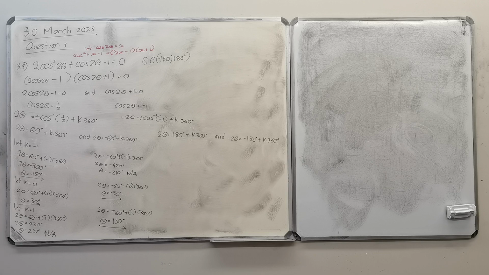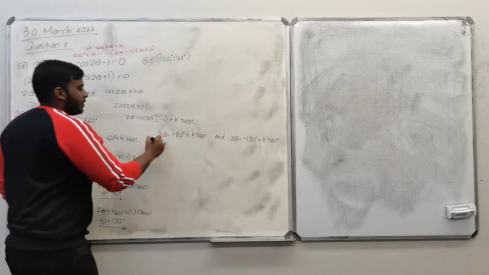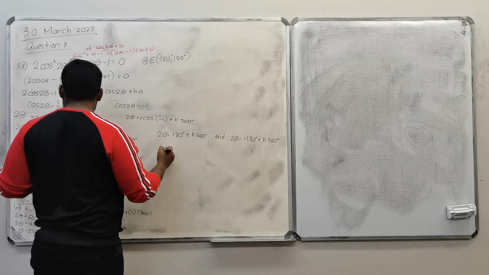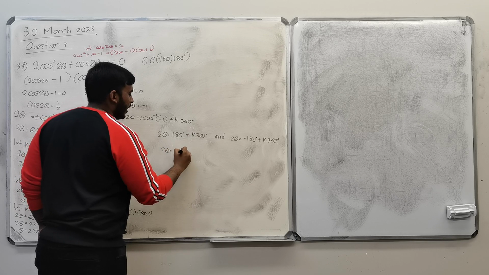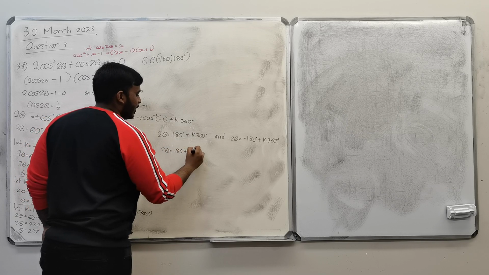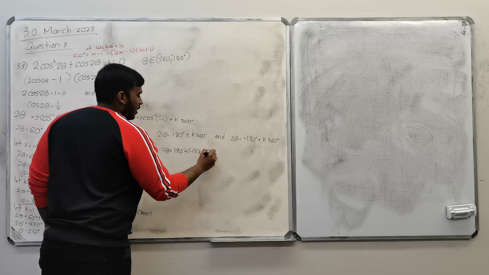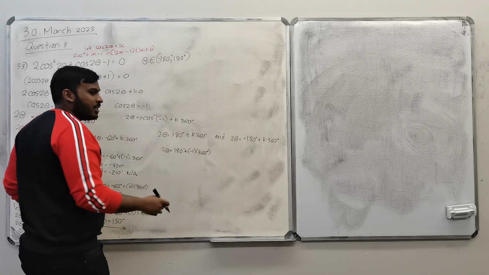Because the question is 7 marks. They want to know the values of theta. If we had done it that way, we would have only got 4 values, and it wouldn't have worked. Right? So yeah, you would have said, okay, so now we let k equal to minus 1. So this would have been 2 theta is equal to 180 degrees plus minus 1 times 360. Minus 1 times 360 is?